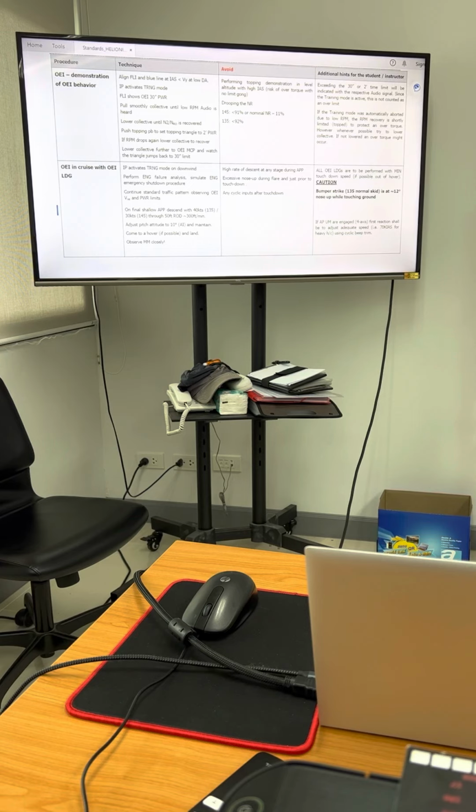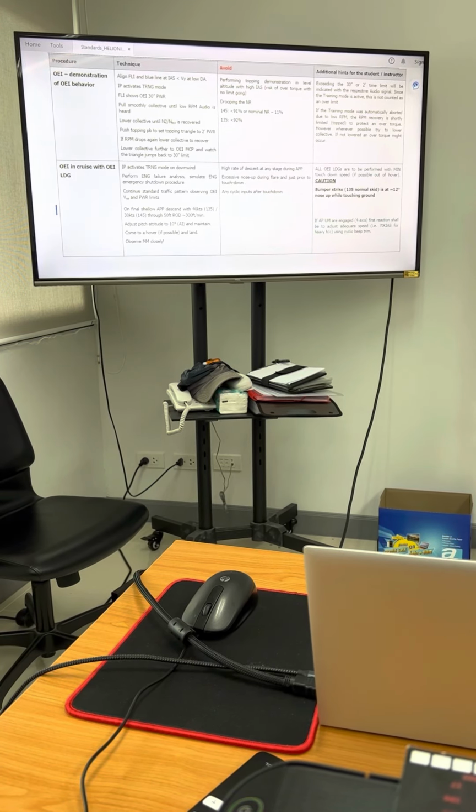So avoid performing a stopping demonstration in level flight at high speed, dropping the NR, so try to keep more than 92%. If you go to 92%, I think you are going to pull in like an elephant. But this can be used if you want to demonstrate the countdown, the beep, everything you can do because it's a training mode, definitely not an accident.